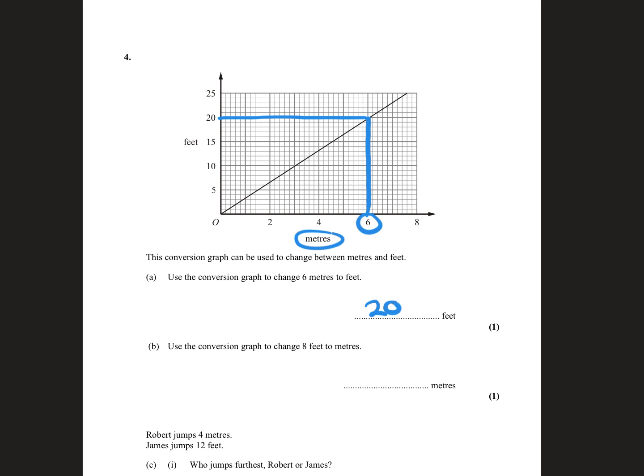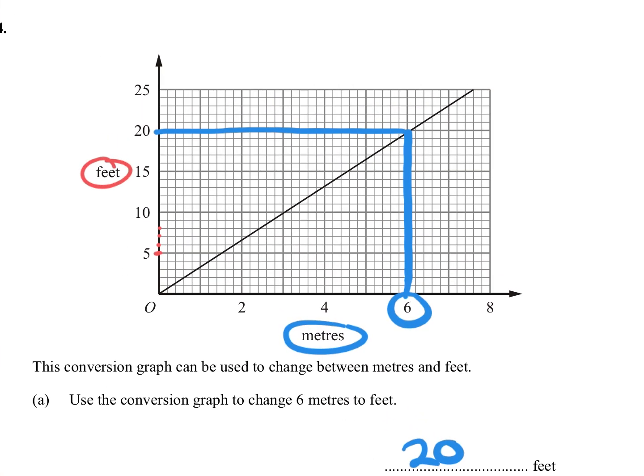Then it says in B, use the conversion graph to change 8 feet to metres. So we need to find 8 feet here. So let's go to our feet. There we are, there's our feet. I'm going to find 8, so that's 5, 6, 7, 8. I'm going to just zoom in again. And I'm going to draw across at 8. Okay, do we meet the line? Then I'm going to come down.